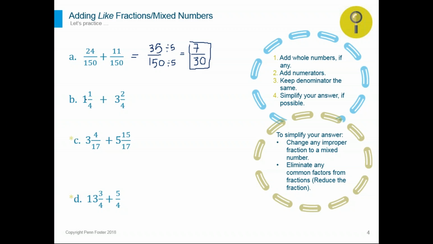Number B is a mixed number plus a mixed number. What should we do in this case? Again, look at the fraction part. Like fractions, that's the easy kind of addition. So in this case, just add the whole numbers, add the numerators, and keep the denominators the same. 1 and 3 is 4. 1 and 2 is 3. And then keep the 4 in the denominator. 3 and 4, there's nothing common, so this is the final answer. It is in simplest form already.